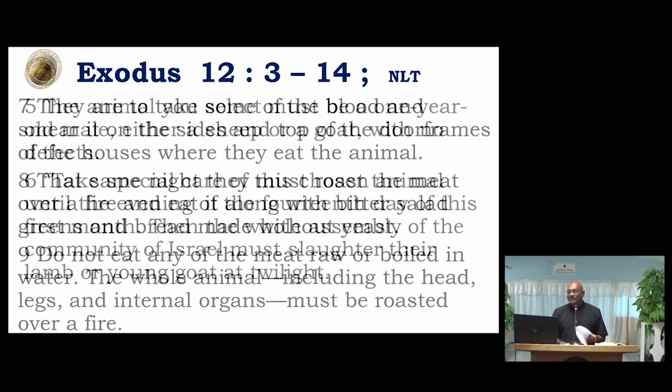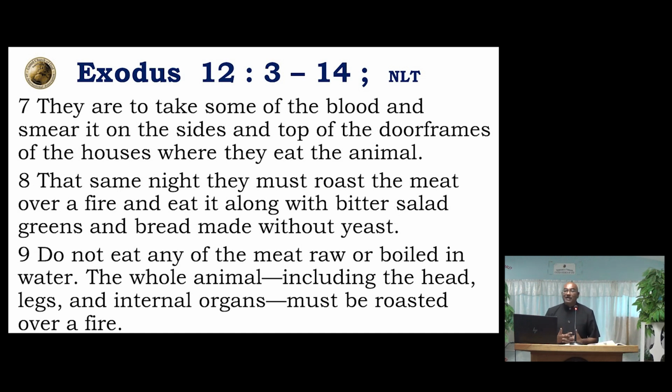More instructions. They are to take some of the blood and smear it on the sides and top of the door frames of the houses where they eat the animal. That same night they must roast the meat over a fire and eat it along with bitter salad greens and bread made without yeast, or unleavened bread as we know it. Do not eat any of the meat raw or boiled in water. The whole animal, including the head, legs, and internal organs, must be roasted over a fire.